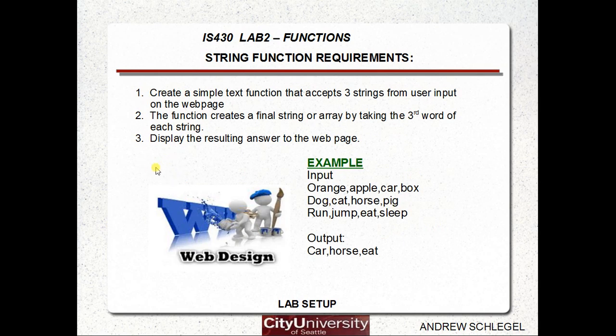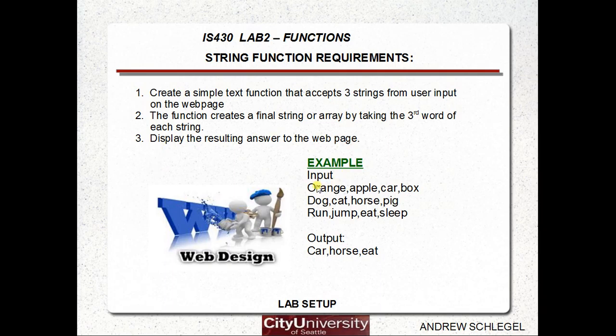Okay, so let's go on to the string function. This, again, is simple. Create a simple text function that accepts 3 strings from the user input on the web page. Okay, these have to be comma separated. The function creates a final string or array by taking the third word of each string. Display the result to the web page.